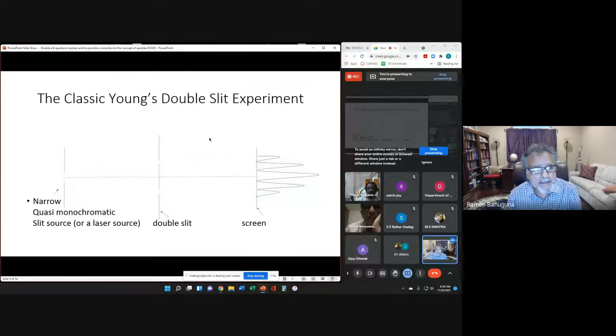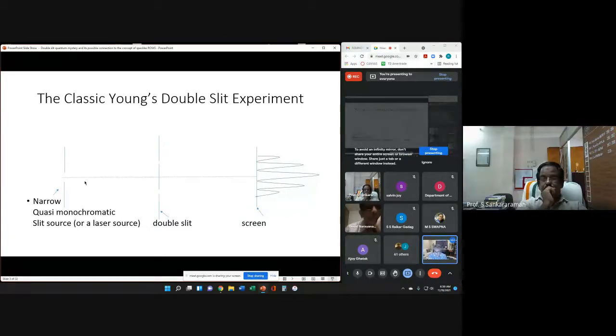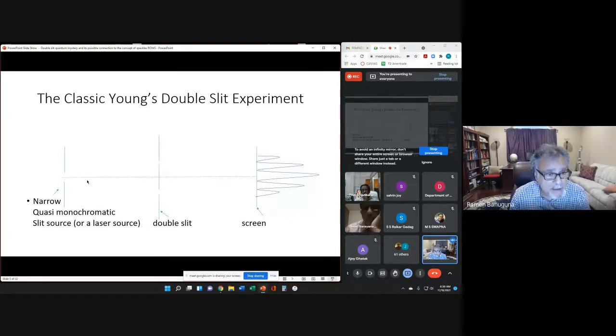Now let me discuss first the classic Young's double slit experiment. In this experiment, we have a narrow quasi-monochromatic light source, which is basically a slit source, and then there is the double slit, and on the screen you see the Young's pattern.